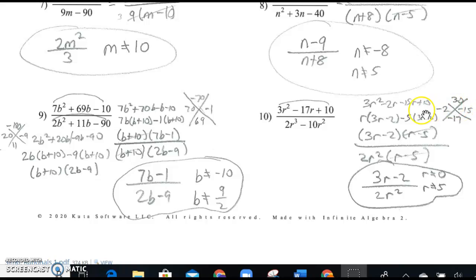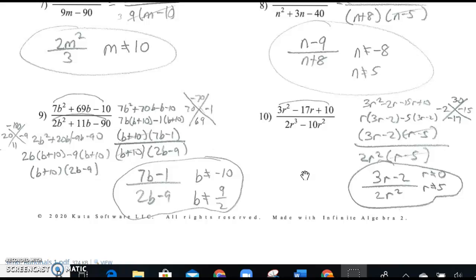When we break our middle term down into negative 2r and negative 15r, we look at the first pair, all you can take out is an r. Out of the second pair, you can take out a negative 5, making the parentheses match at 3r minus 2. So it factors to 3r minus 2 times r minus 5.